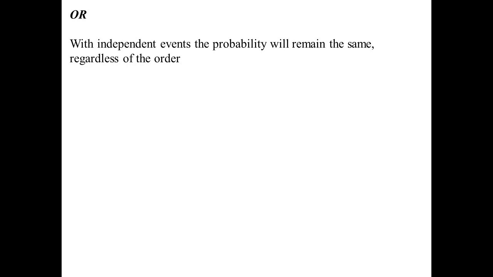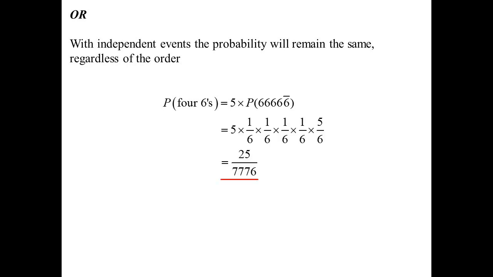Of course, the way you could have done that one, because the order does not actually matter in that one, the probability is not going to change. Remember, they're independent of each other. So I could have just said there's going to be 5 lots of just the first case, because each one of those is going to have the same probability. So then it's just 5 times 1 on 6 times 1 on 6 times 1 on 6 times 1 on 6 times 5 on 6. We get the answer a lot quicker.